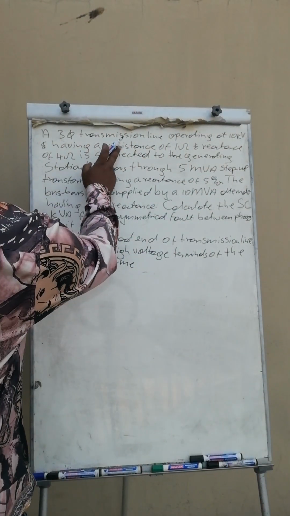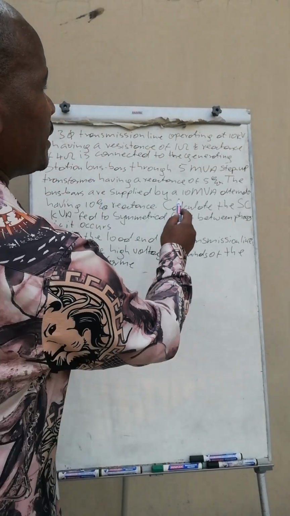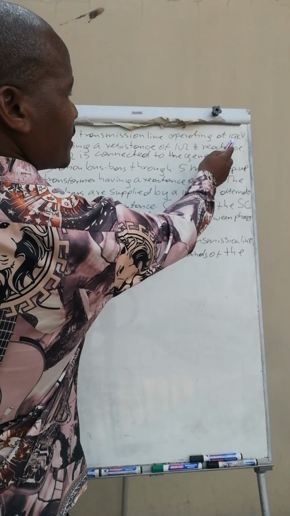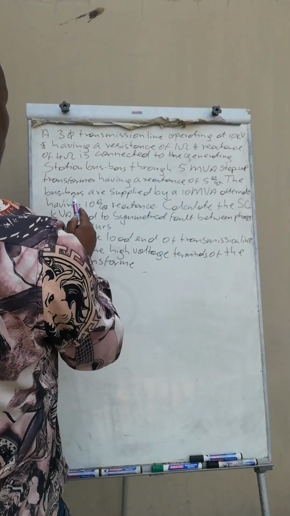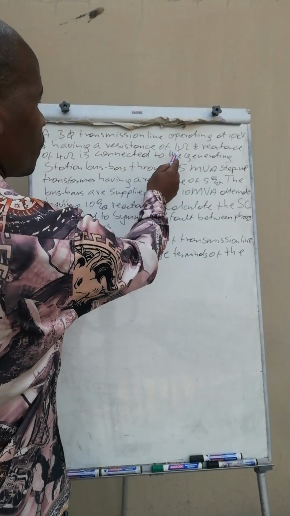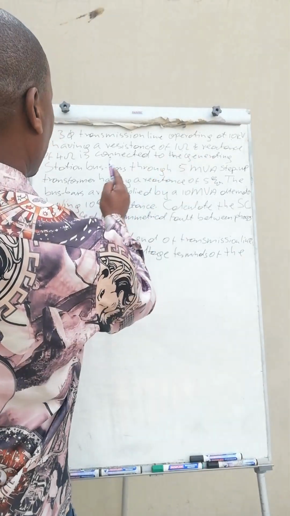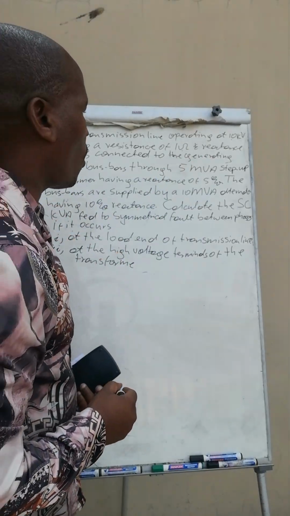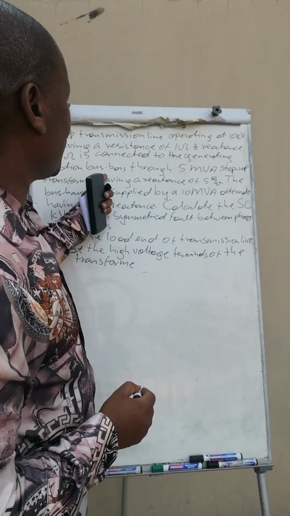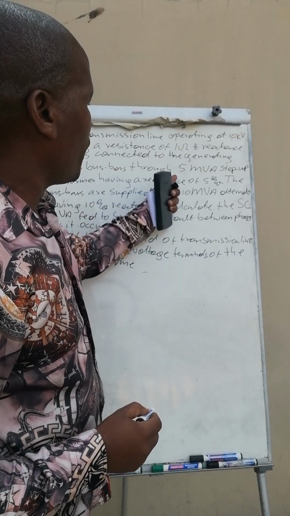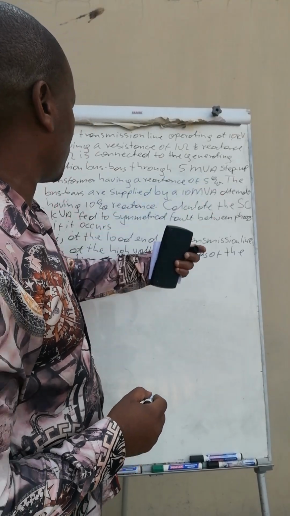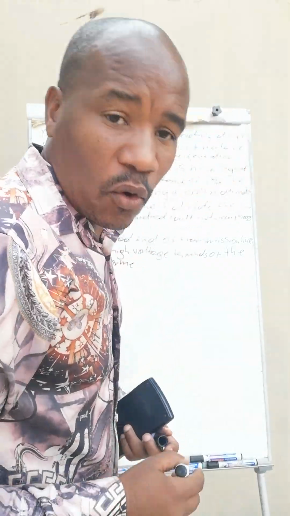A three-phase transmission line operating at 10 kilovolts and having a resistance of 1 ohm and reactance of 4 ohm is connected to the generating station through a 5 megavolt amps step-up transformer.